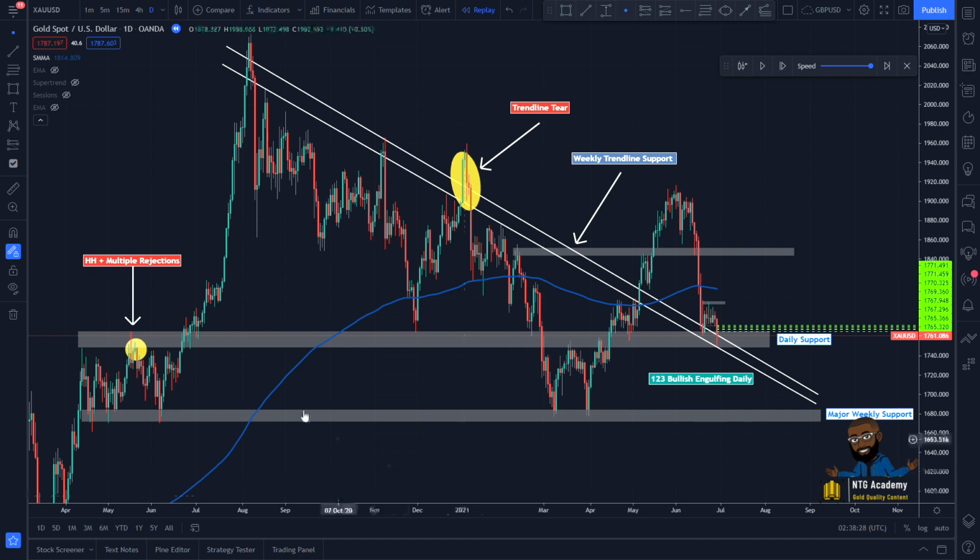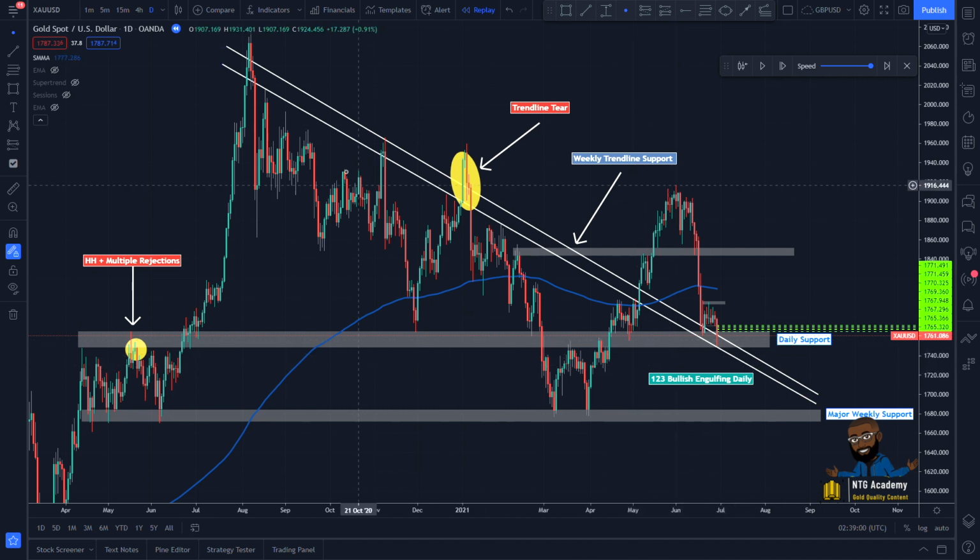Okay, so I'm going to just explain this a little bit here. How I drew out my zones here was multiple rejections. We had a nice 1, 2, 3 engulfing right here to confirm that rejection. Plus we had a higher high. If you guys are not familiar with the structure of the market, in a bullish market it creates higher highs and higher lows, and those higher highs and higher lows can act as support and resistance there. So that was definitely a key area to mark up for my support zone here.